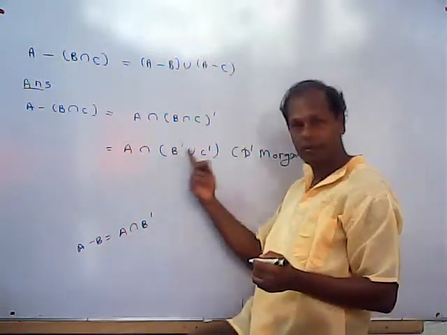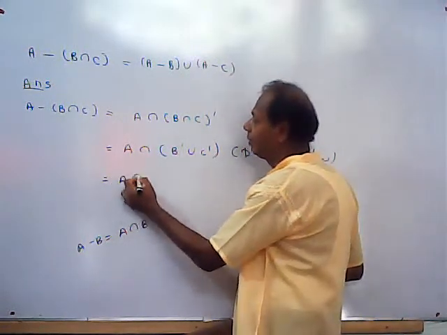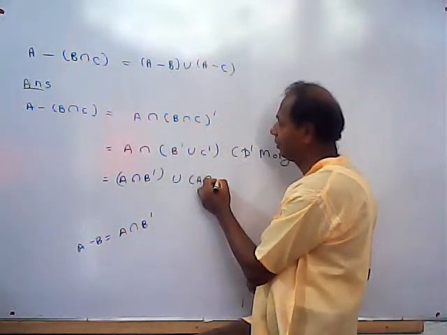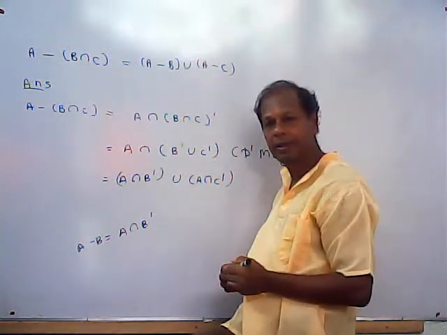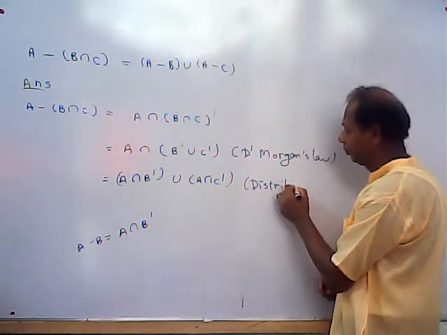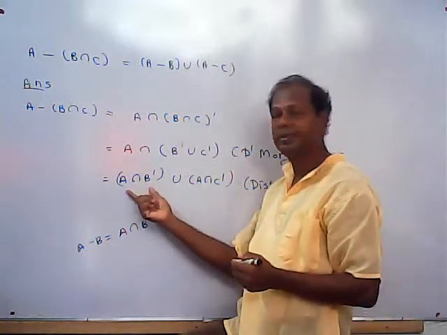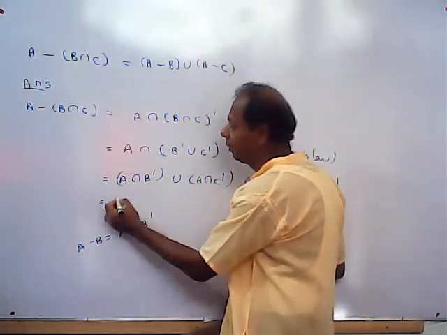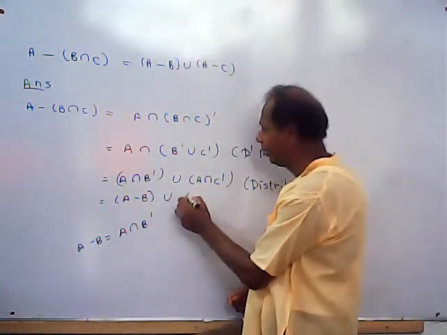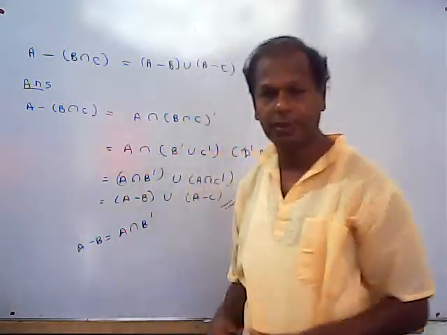Then distributive law, using the distributive law, you can expand it. So A intersection B dash union A intersection C dash, right? Distributive law. Now, A intersection B dash is nothing but A minus B. Union A intersection C dash is again A minus C. So that's the answer. That's the proof.